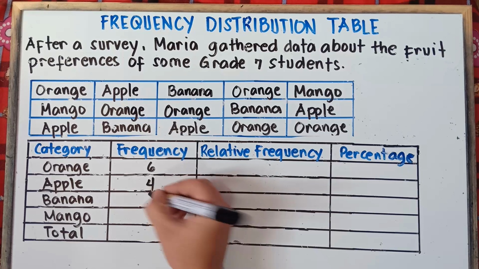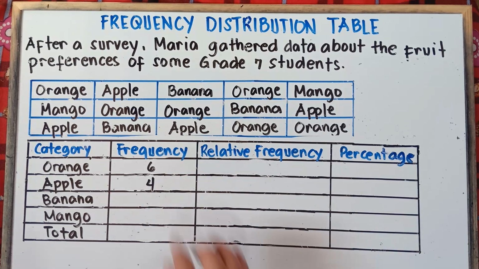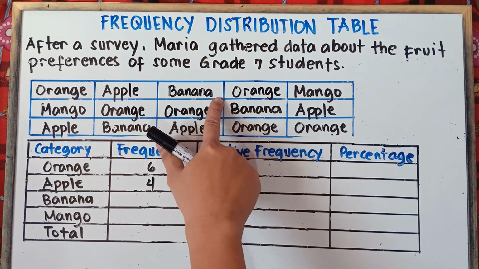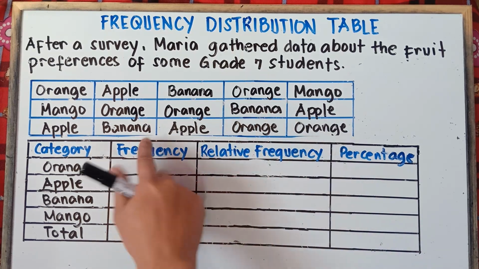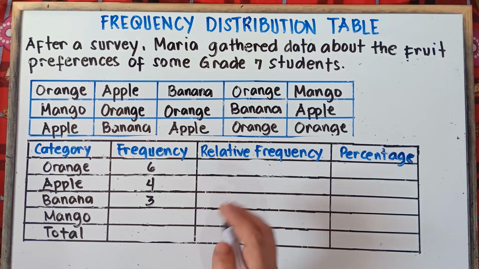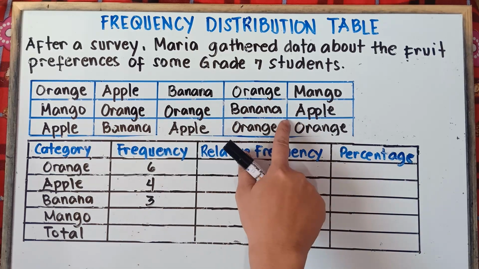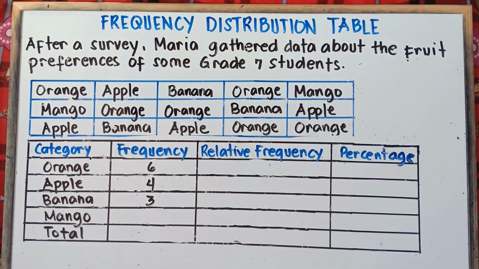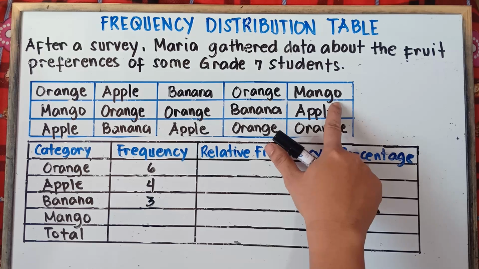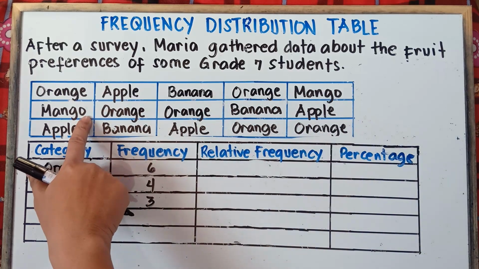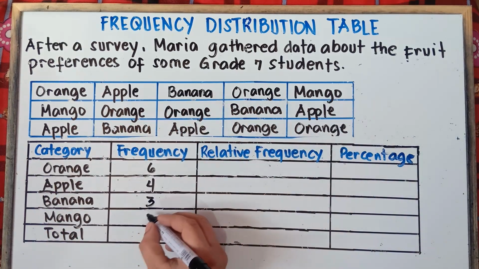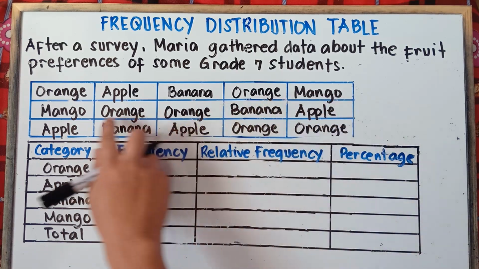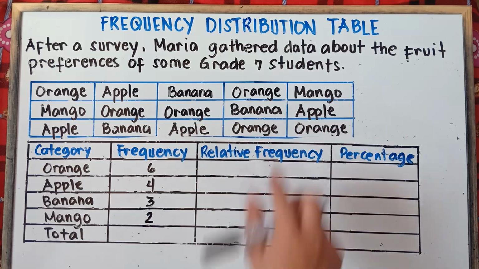So 4 apples. And then for bananas, let's count the number of bananas: 1, 2, 3. So we have 3 bananas. Let's double check: 1, 2, 3. And for mangoes, let's count the number of mangoes: 1, 2. Any other mango? Nope. Only 2 mangoes. Let's double check: 1, 2. So 2 mangoes.